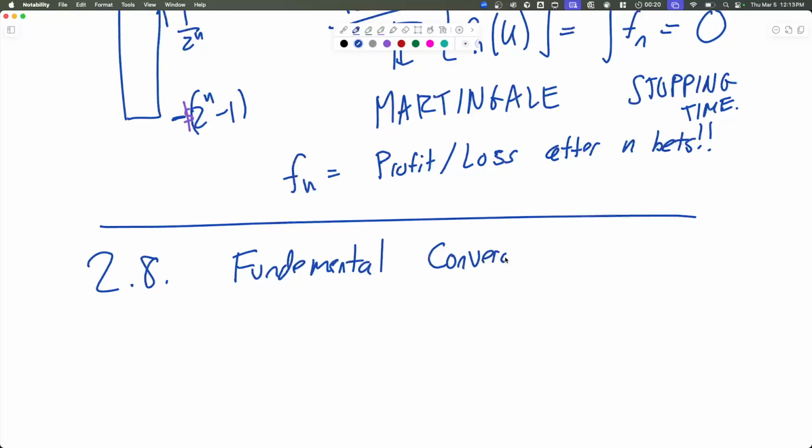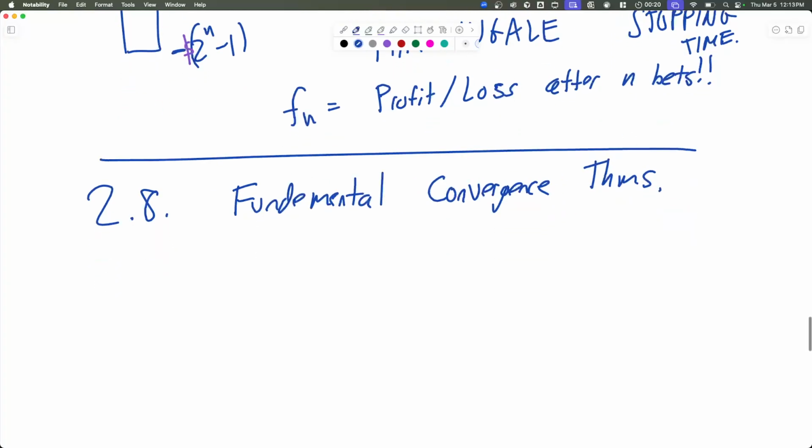Fundamental Convergence Theorems. That is the name of the chapter. And this is the last one we're going to do, because after this, we're going to know enough about the Lebesgue integral that we can do some interesting stuff with actual integrals and things.